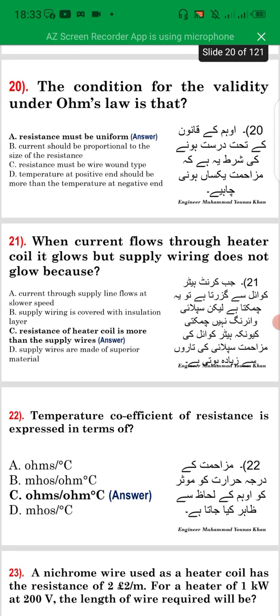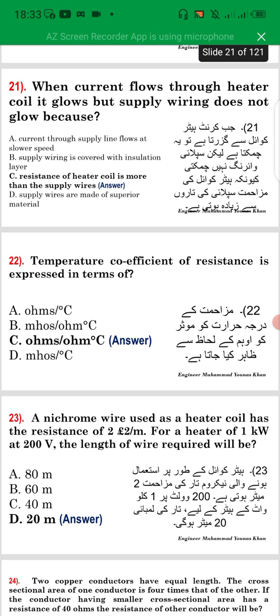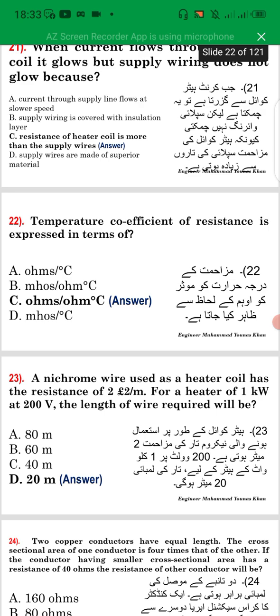Question number 21. When current flows through a heater coil, it glows, but supply wiring does not glow because current through supply line flows at slower speed, supply wiring is covered with insulation layer, resistance of heater coil is more than the supply wires, or supply wires are made of superior material. So the correct answer is resistance of heater coil is more than the supply wires.